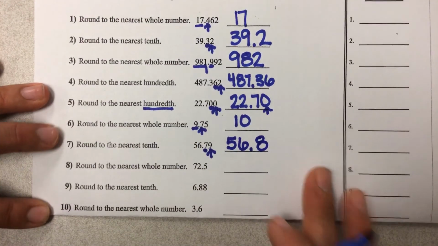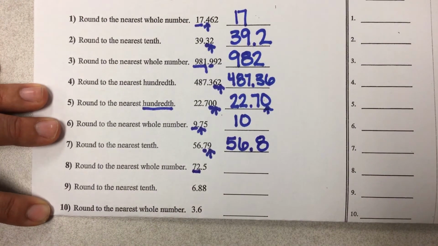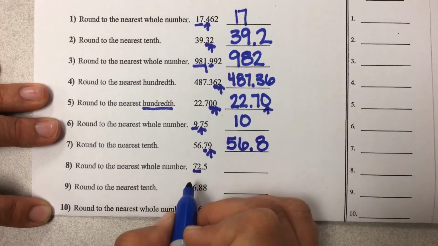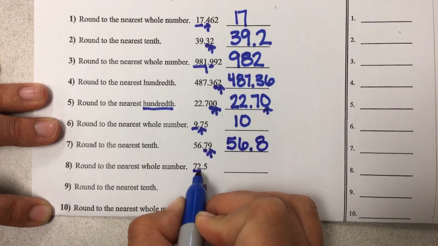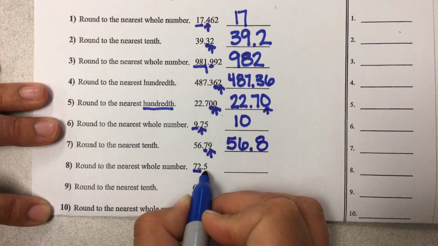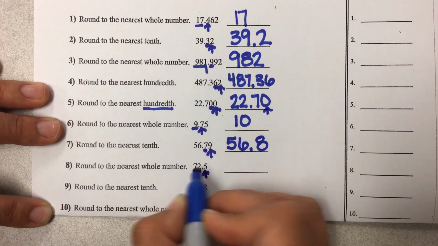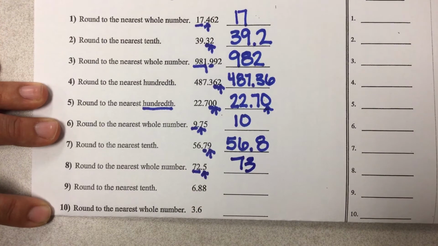Okay, got a couple more to do. We're going to round to the nearest whole number. Now, here the whole number is 72. But then again, remember, you don't have to necessarily look at that 7. I'm just going to look at that 2. I'm going to take a look at the number to the right of that 2, which is 5, and it's going to tell me I'm going to round up. So that 2 is going to turn into 3 ones, so my answer is 73.